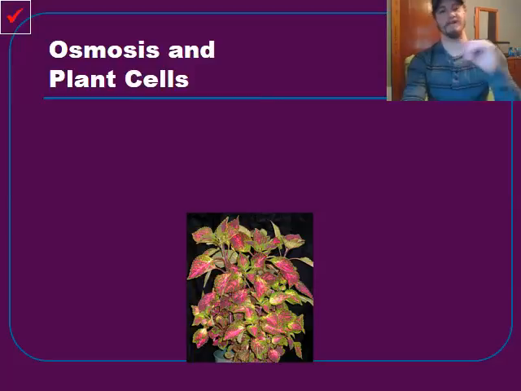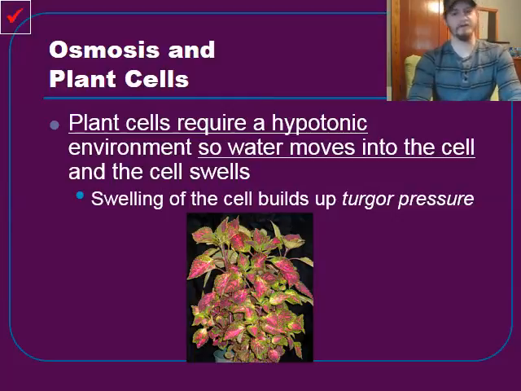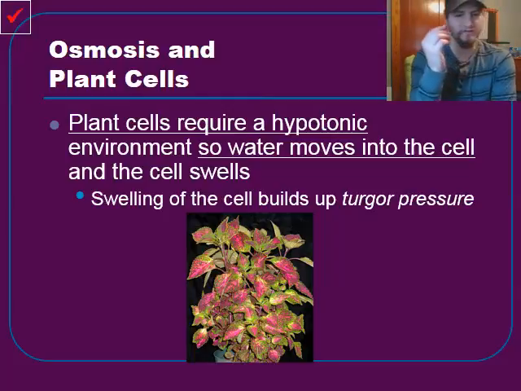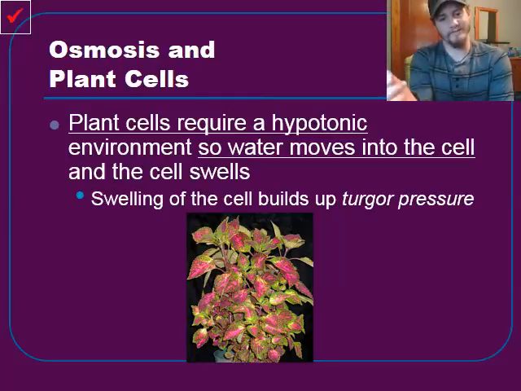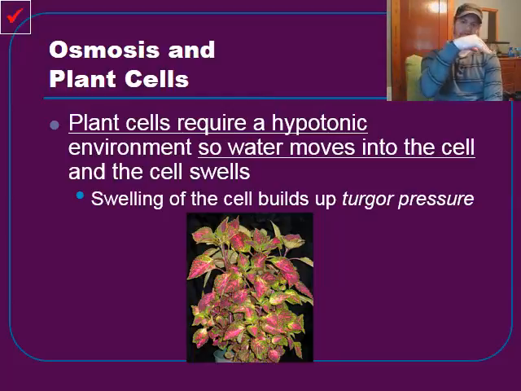So osmosis and plant cells. Plant cells require a hypotonic environment, so water moves into the cell and the cell swells up. The swelling of the cell builds up turgor pressure. So think of it like this. When you don't water a plant for a while, what happens? It starts to kind of wilt, right? It starts to shrivel up.